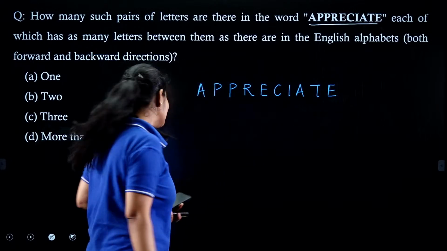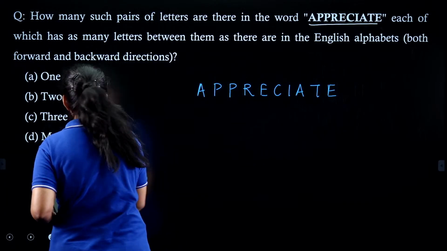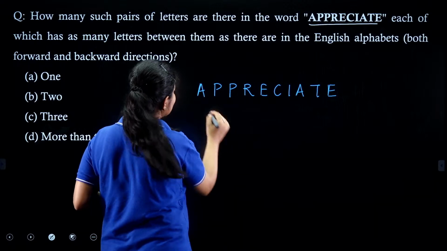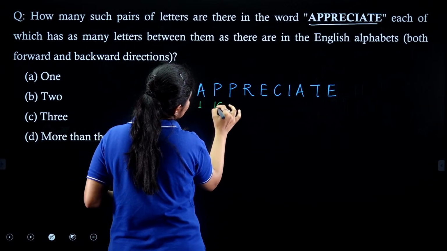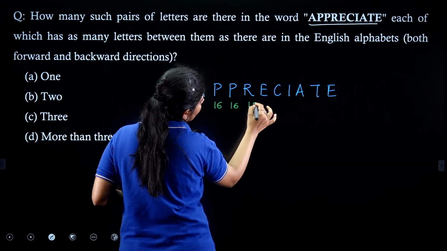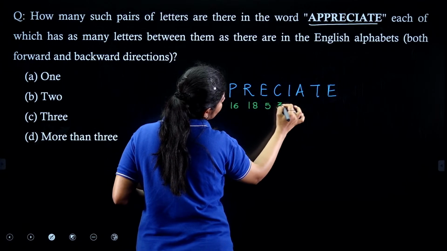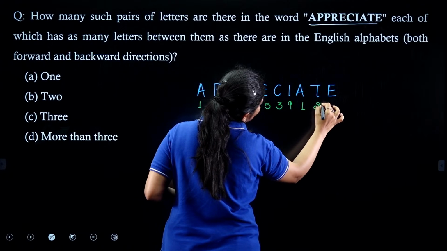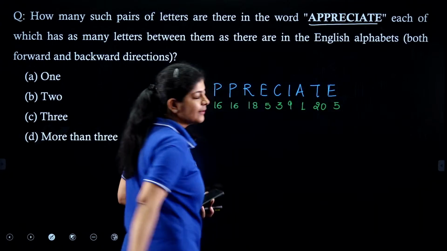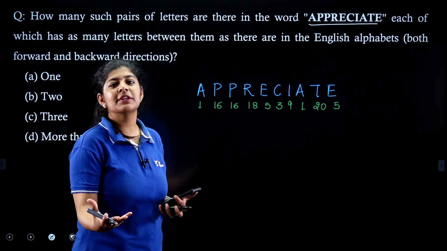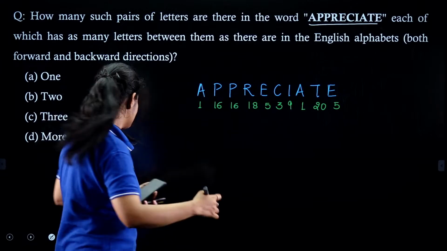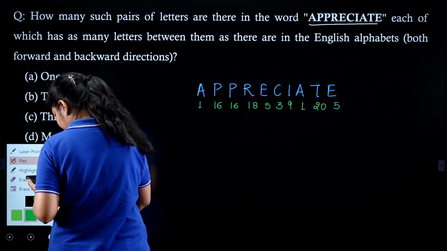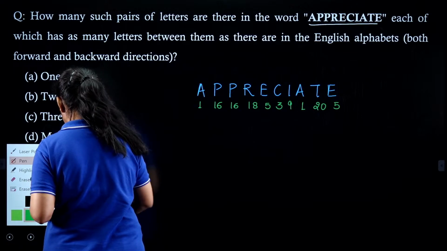How will we do that? We created numbers of these alphabets, that is 1, 16, 16, 18, 5, 3, 1, 3, 9, 1, 20 and 5, right? Now what we need to do is check both the directions. So we'll start with the 1.